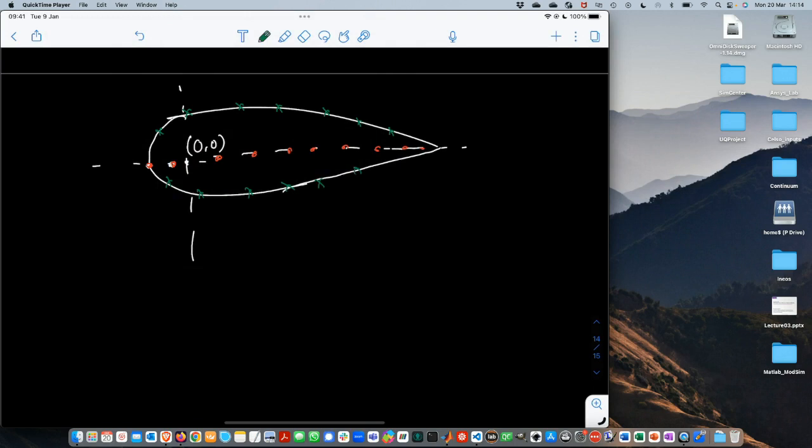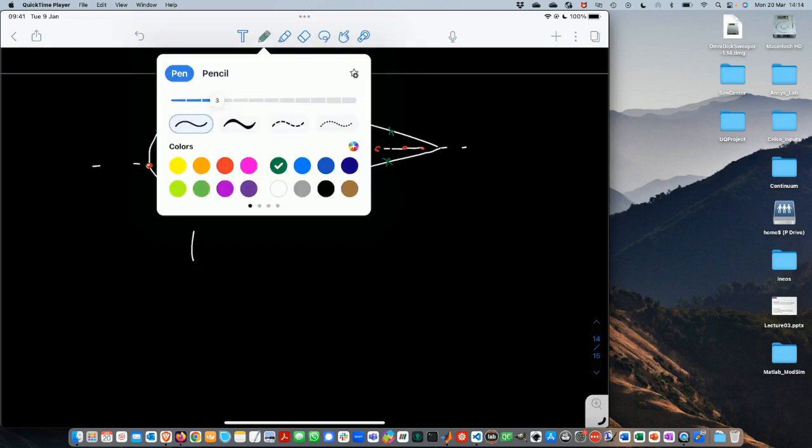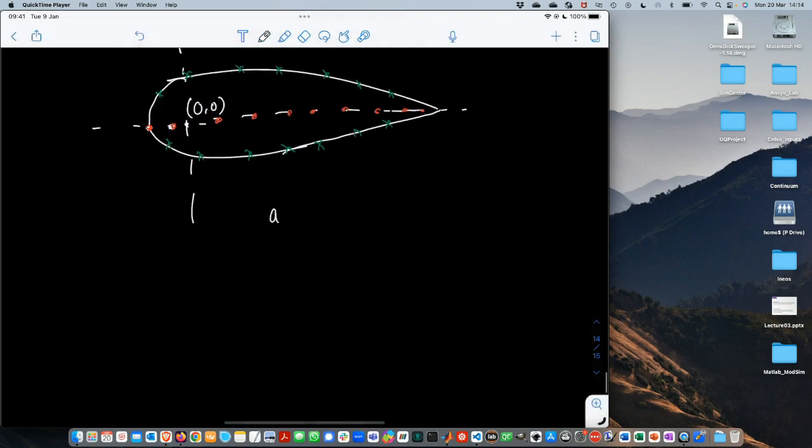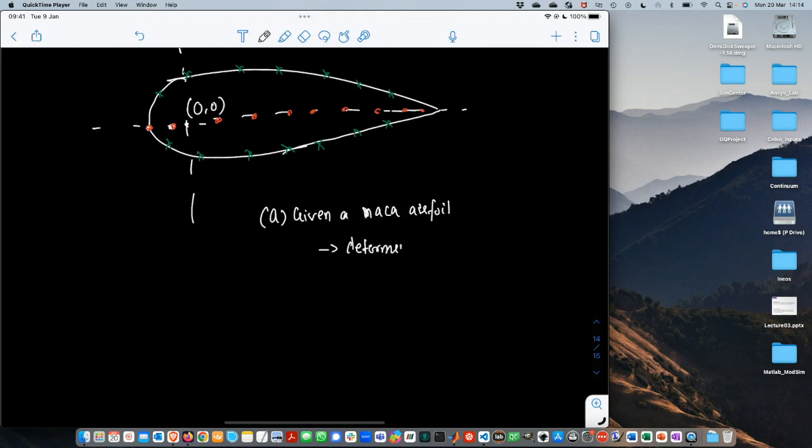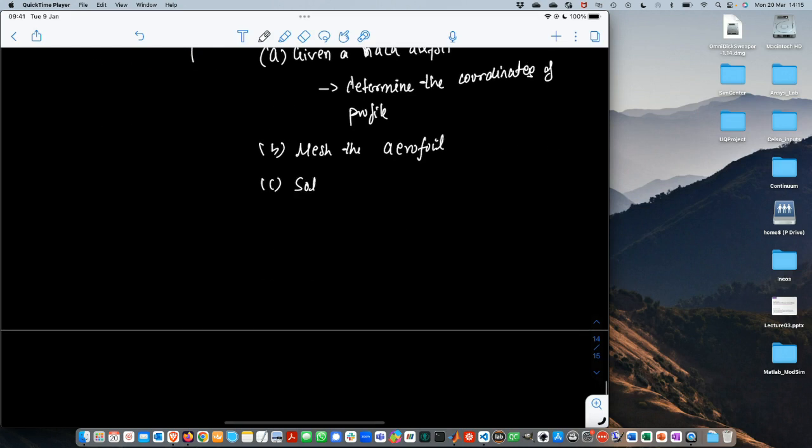So the first step: given an airfoil, determine the coordinates. Then we mesh the profile or airfoil, and solve for a plot. Solve, and get lift and drag coefficients.